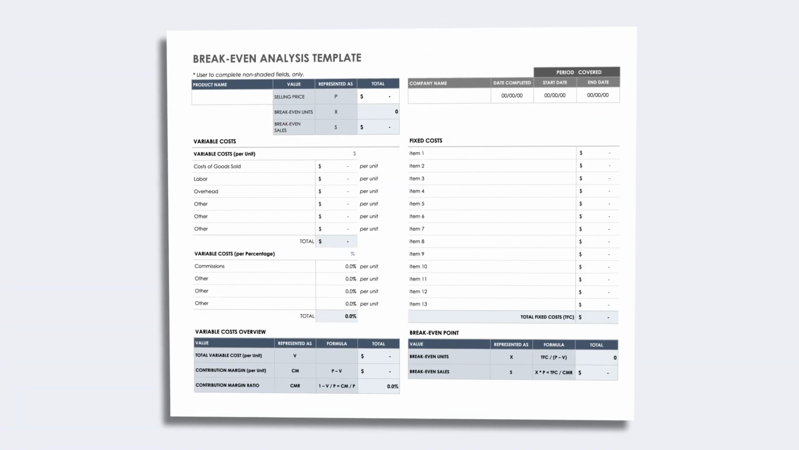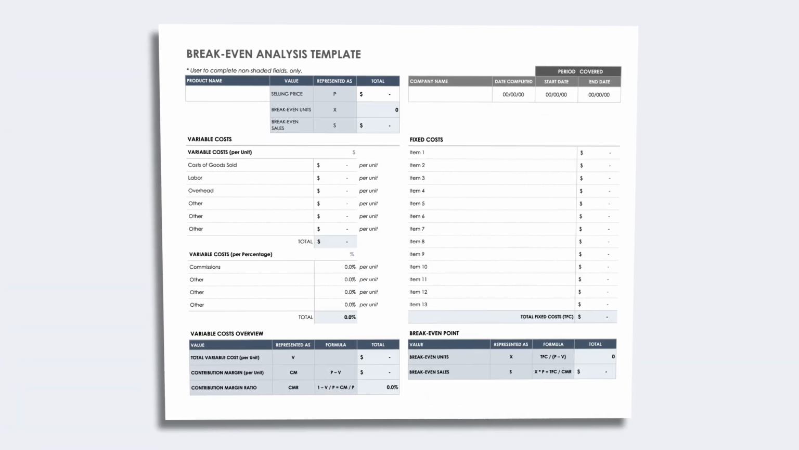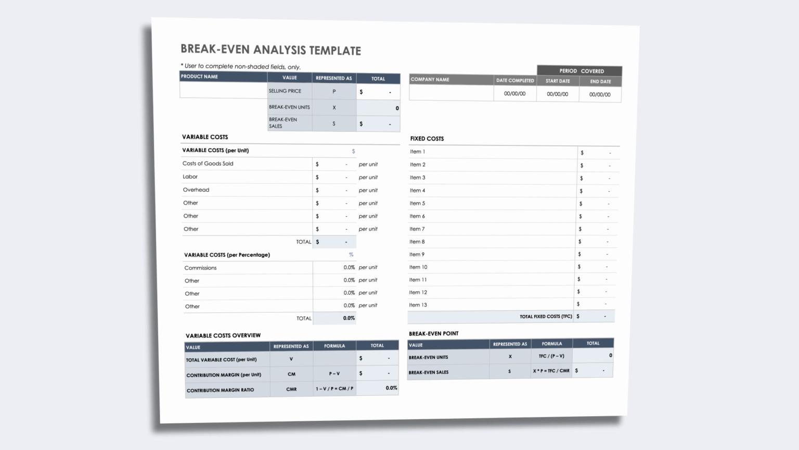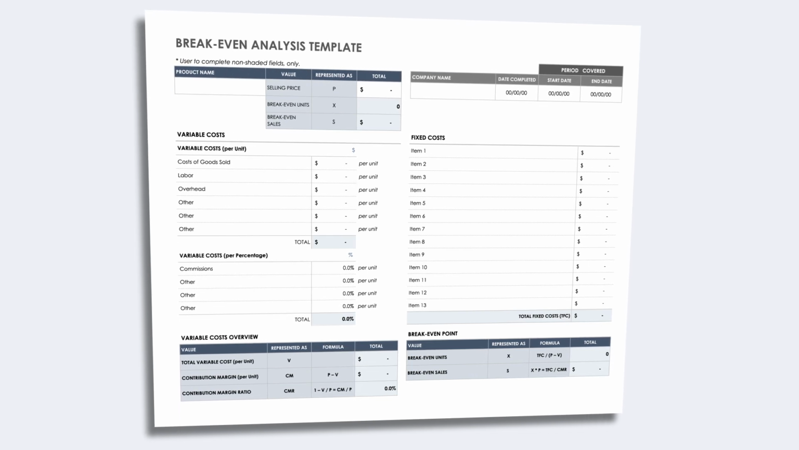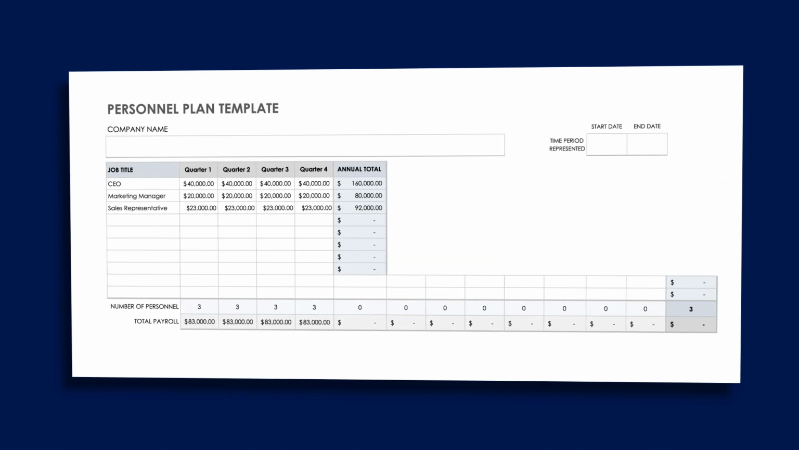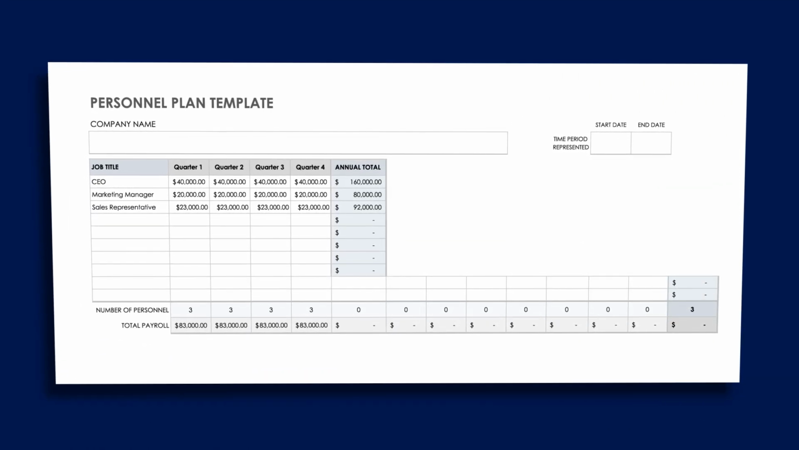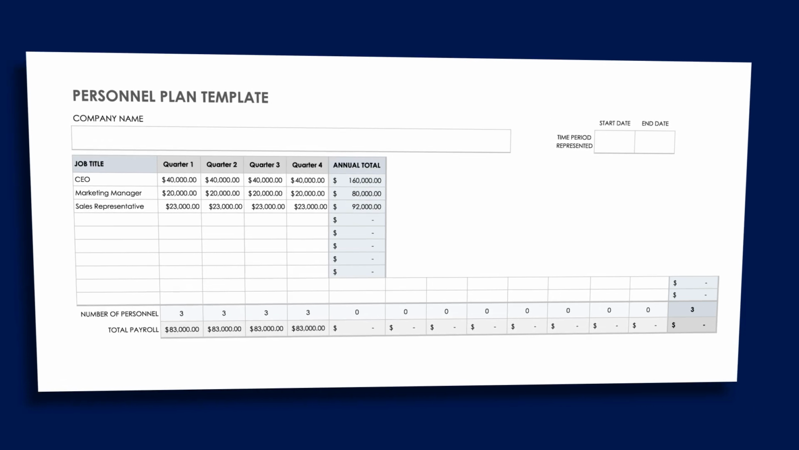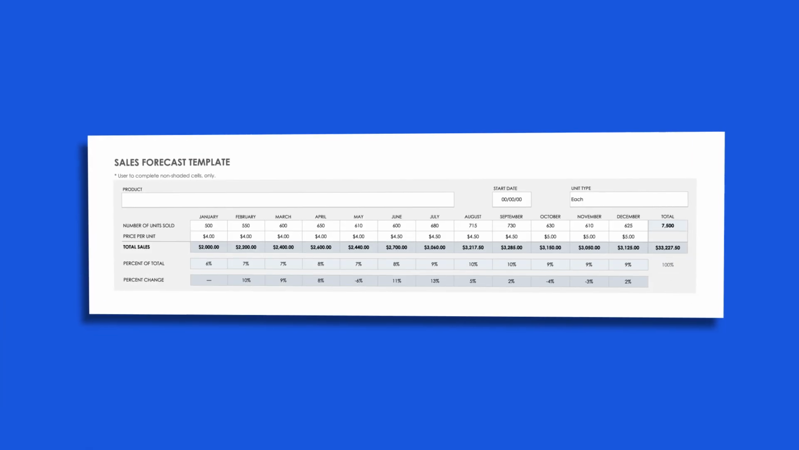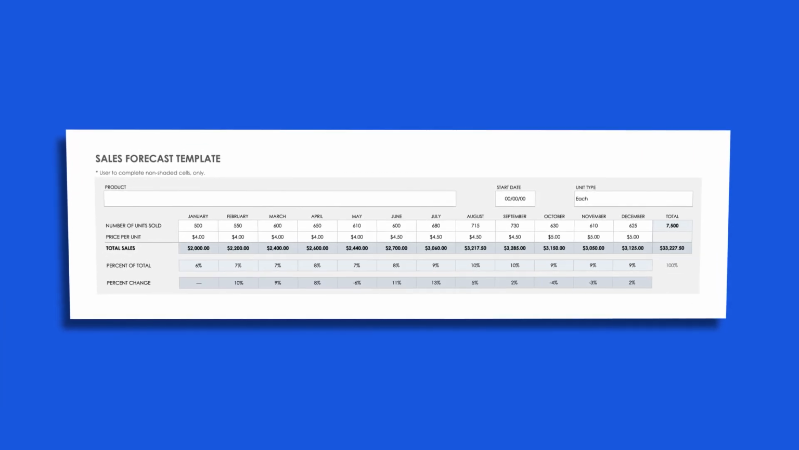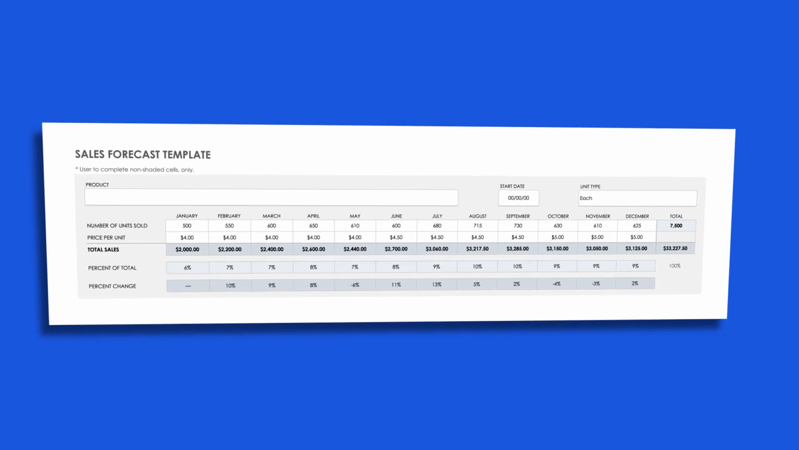A strong financial plan may also include a break even analysis to estimate when investments will start generating profit, a personnel plan to justify salary costs and employee contributions, and a sales forecast to project future revenue and set goals.